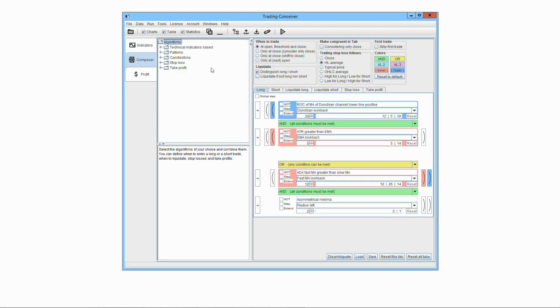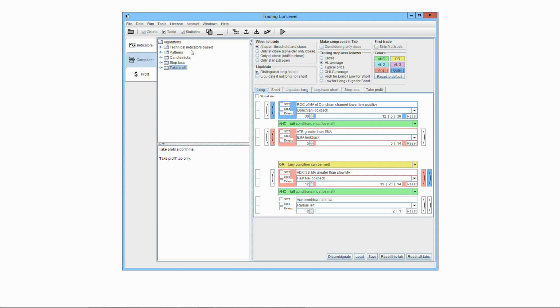The tree has the following main branches. Technical indicators based: algorithms based on technical indicators. You can find the corresponding indicators in the Indicators tab. Patterns: algorithms based on pattern recognition. Candlesticks: algorithms based on candlestick pattern recognition. Stop loss: algorithms to be used as stop loss. Take profit: algorithms to be used as take profit. For the definition of base indicator and derived indicator, please see the Indicators section of the user manual.